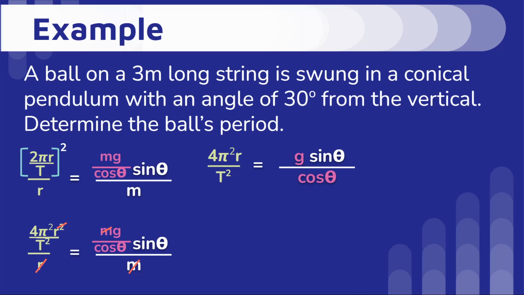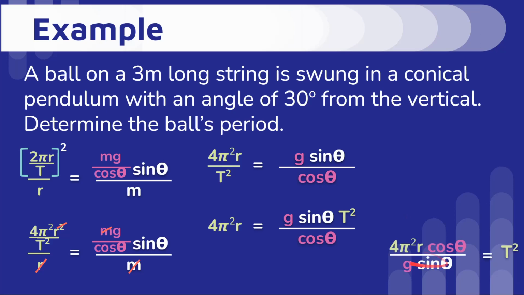So now we have 4 pi squared r over T squared equals g sine theta over cosine theta. I'm going to go ahead and move that T squared off the bottom. Ultimately, if I'm trying to solve for period, I don't want it in the denominator. We can divide both sides by g sine theta and multiply both sides by cosine theta to get that period squared by itself. When we do that, we get this equation: 4 pi squared r times cosine theta over g times sine theta equals period squared.